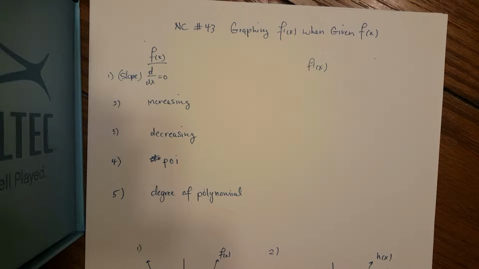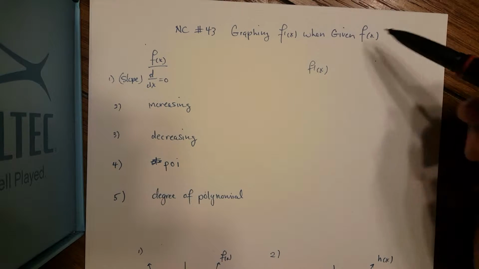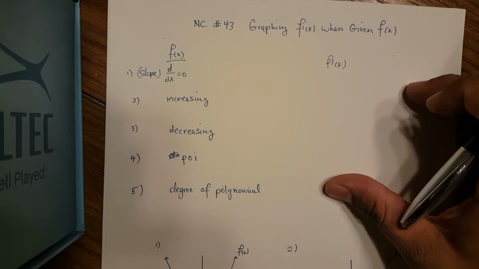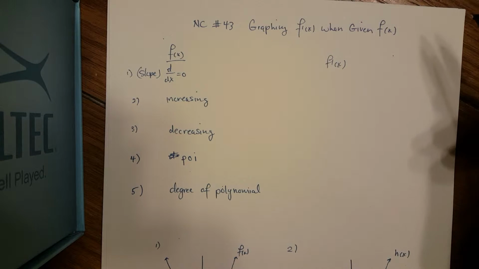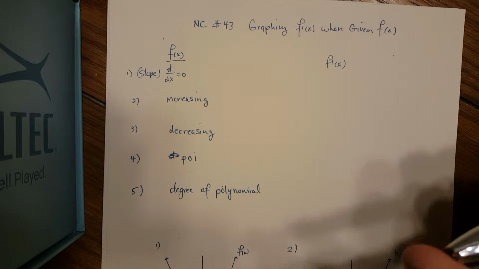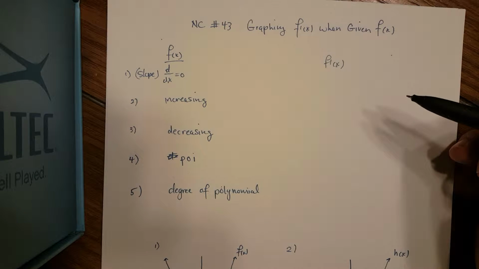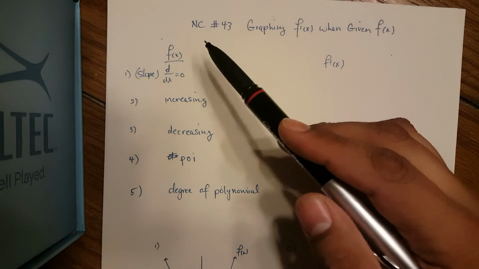We're going to be going over note card 43, which is graphing f prime of x when given f of x. There are some key points that you need to be familiar with before we start graphing them. If you commit these to memory, I think it'll help out too. But really understanding why they work is probably going to be the key here. So let's start off with f of x.